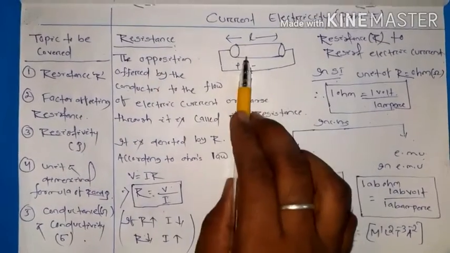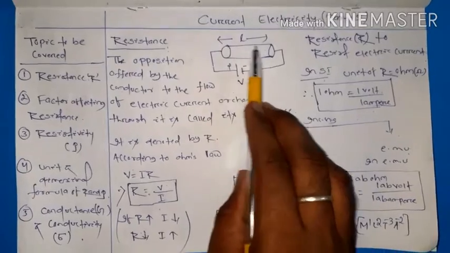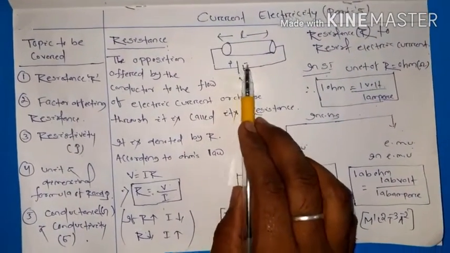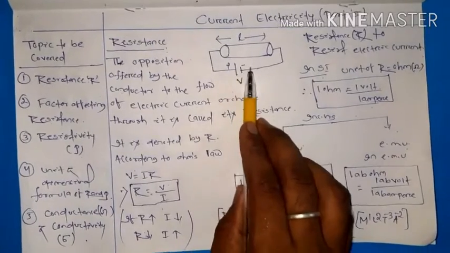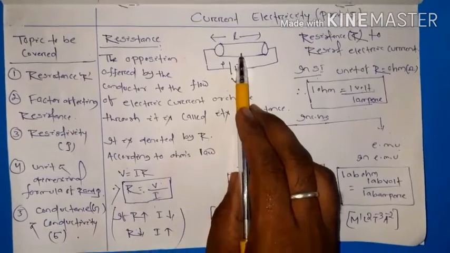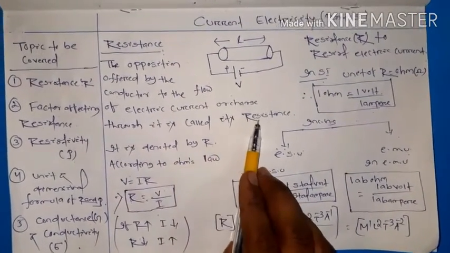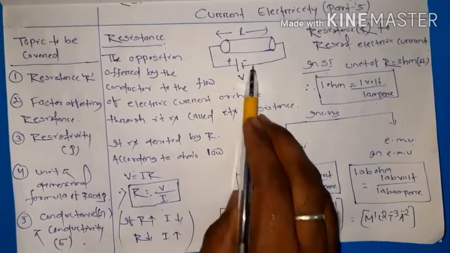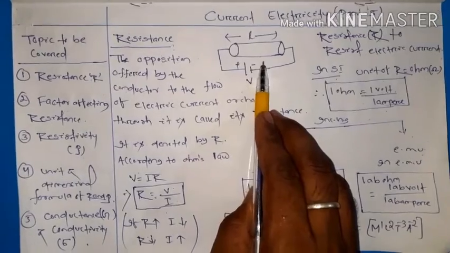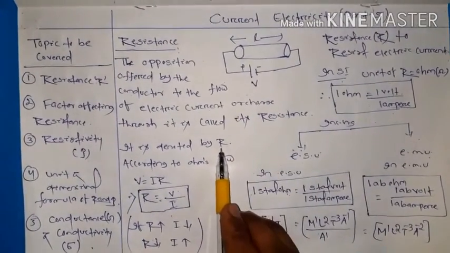Consider a cylindrical conductor of length L having area of cross section A connected with a source voltage V. Resistance means to resist electric current. The opposition offered by the conductor to the flow of electric current or charge through it is called its resistance. It is denoted by R.